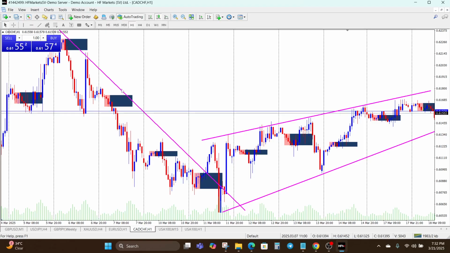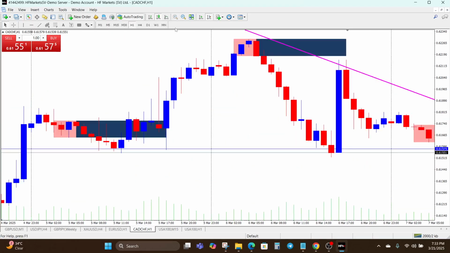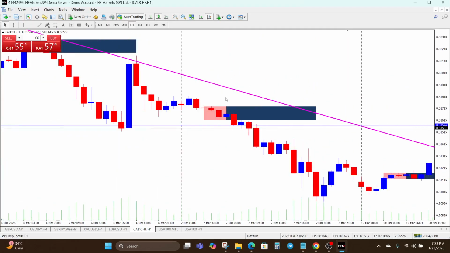All you have to do is wait for a candlestick to break out of the indicator's box. Then you watch for the next candlestick to retest the box. Let us zoom in a bit. You're going to get what I'm talking about.